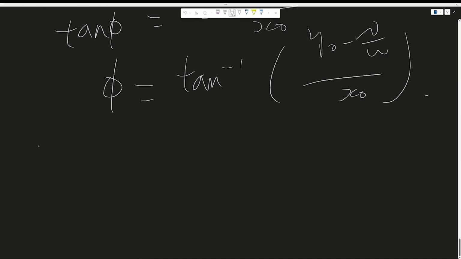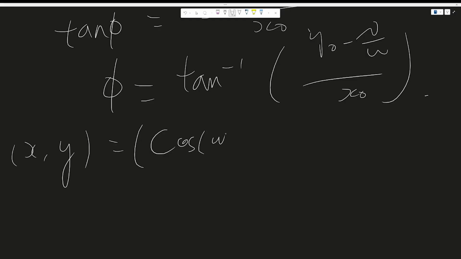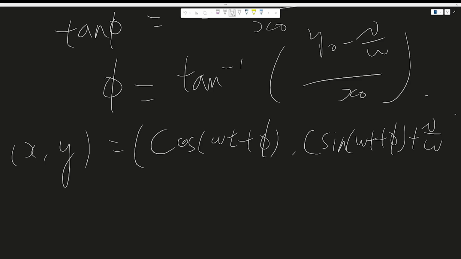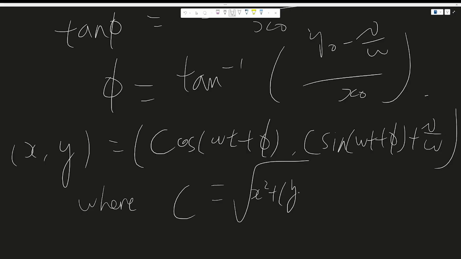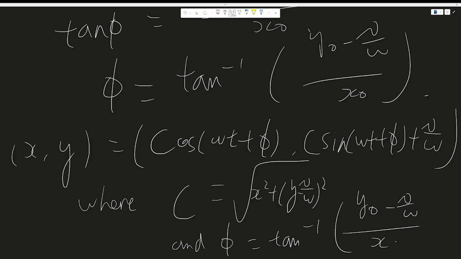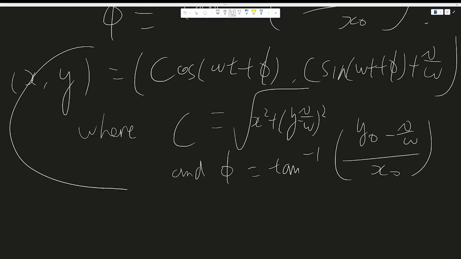And so our final solution is x, y equals c cosine omega t plus phi, comma, c sine omega t plus phi plus v over omega, where c equals the square root of x naught squared plus y naught minus v over omega, whole thing squared, and phi equals inverse tangent of y naught minus v over omega, whole thing over x naught. And so that is our solution to this problem.